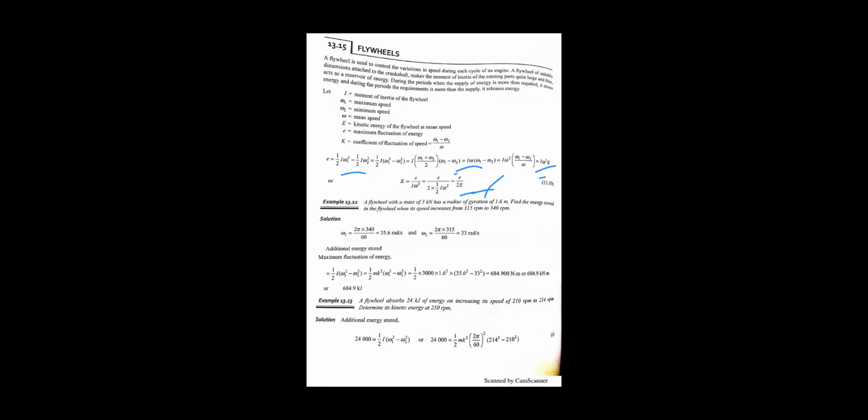Now, similarly, we will observe a related small problem. A flywheel with a weight of 3 kilonewton has a radius of gyration 1.6 meter. Find the energy stored in the flywheel when its speed increases from 315 rpm to 340 rpm.